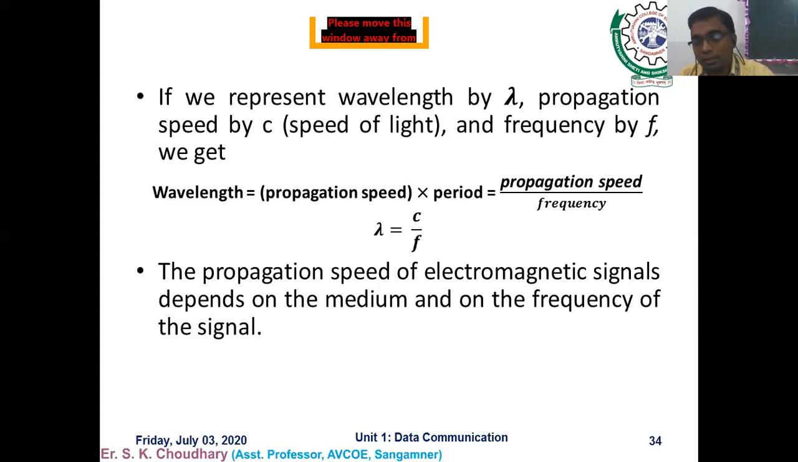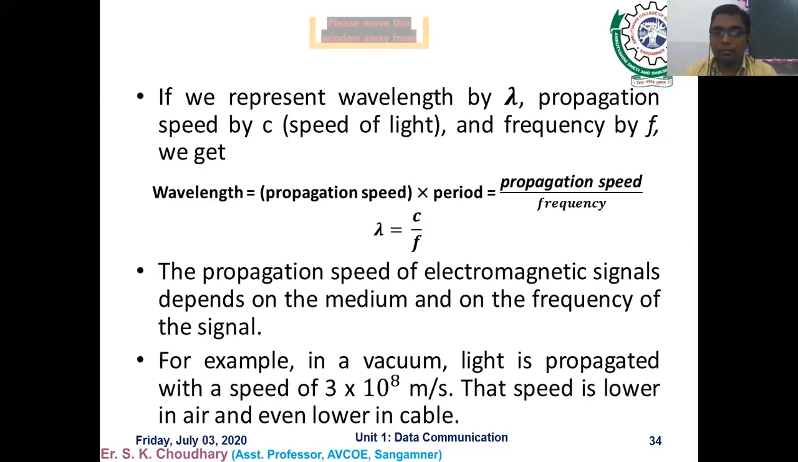From this particular definition, we have to draw one conclusion: propagation speed of the electromagnetic signal depends upon the medium and the frequency of the signal, because f is here, and medium, why is it medium? Because the speed of light is different in different media.